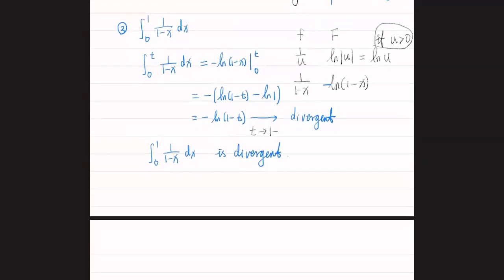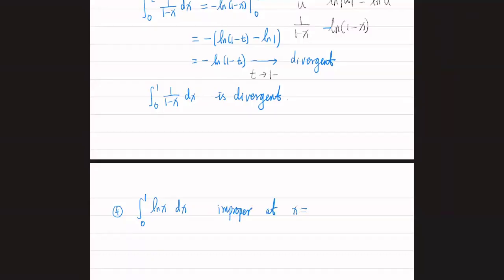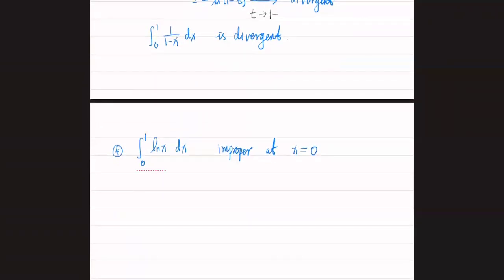Okay, one more example about this improper integral. First, let's check, is this a proper or improper integral? Improper. Why? Because when x is 0, it's not defined. So we have to use the limit. Let's find the limit, t to 1.